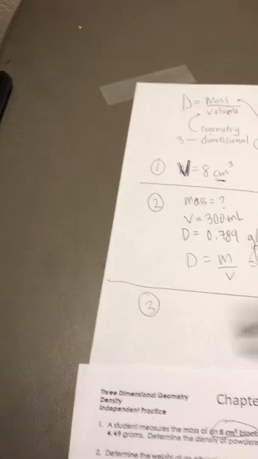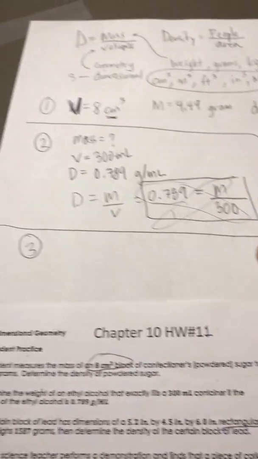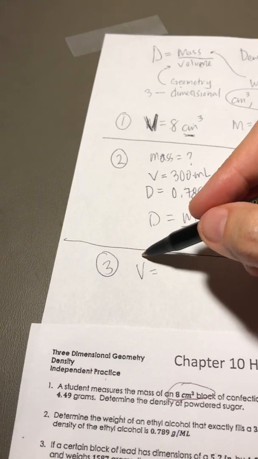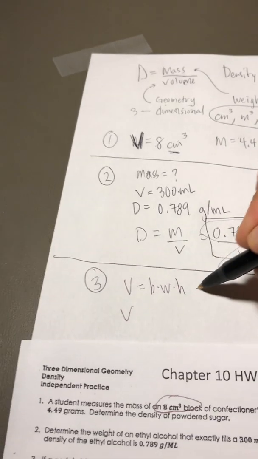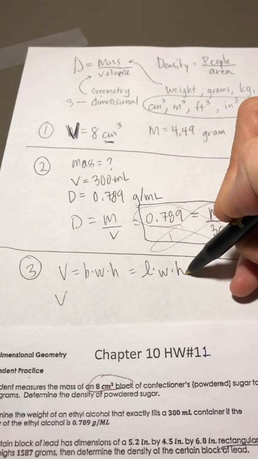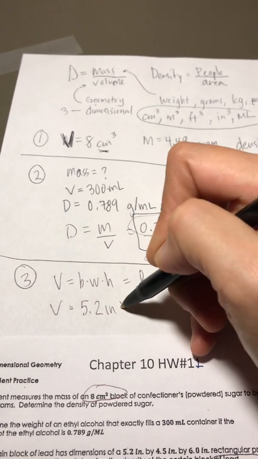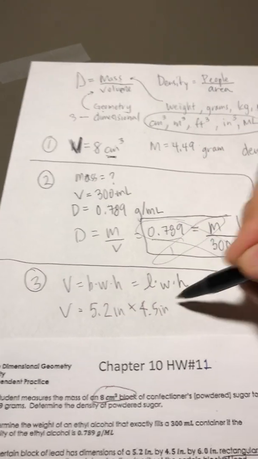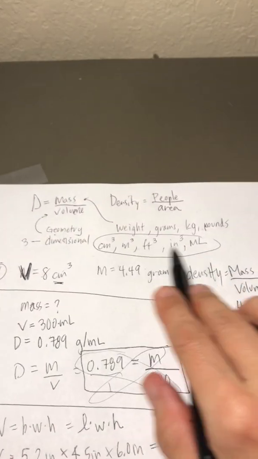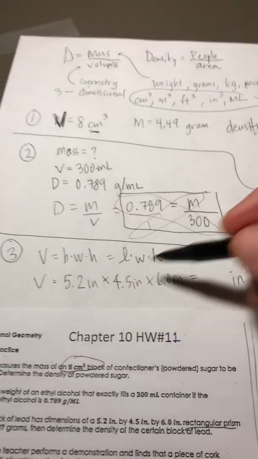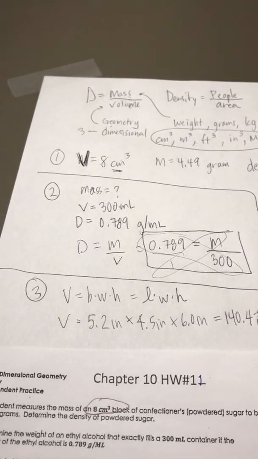Question 3 states, if a certain block of lead has these dimensions, and it's a rectangular prism. So they're basically telling you the volume, because essentially the volume of a rectangular prism is base times width times height, or you could think of it as length times width times height. And lucky for you, they gave you all three: the length in inches, width in inches, the height in inches. So this is going to be in inches cubed. And in essence, this falls in line with what we think of as volume. So if I multiply these together, I get 140.4 inches cubed.